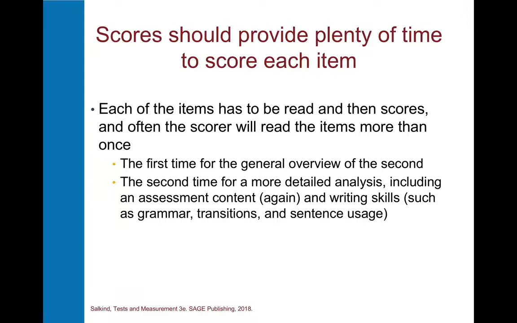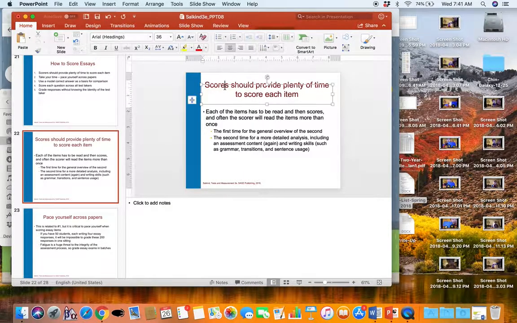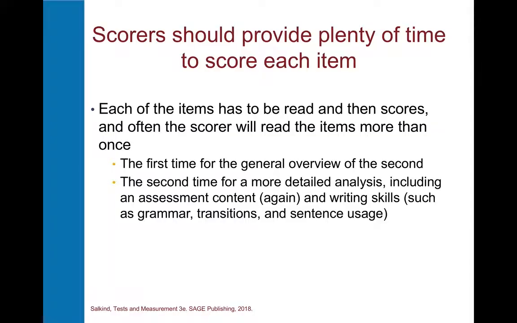First one, scorers. All right. So you want to provide plenty of time for you to score each item because each of the items has to be read and then scored. And often the scorer will read the item more than once. Typically the first time is to get a general overview of the paper. And the second time is for a more detailed analysis, including the assessment of the content, writing skills, and other potential aspects of the essay that may be relevant to the grade.